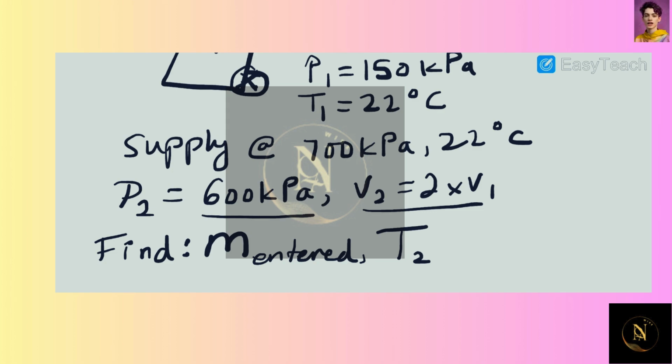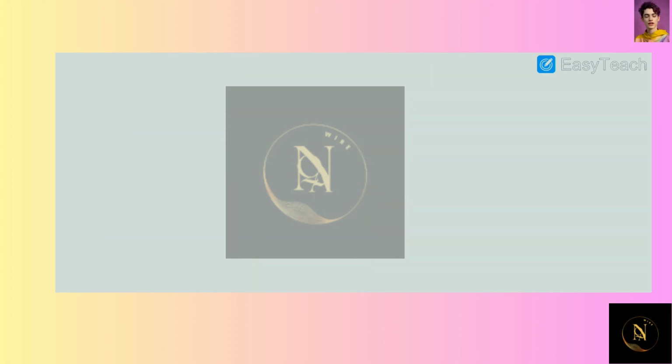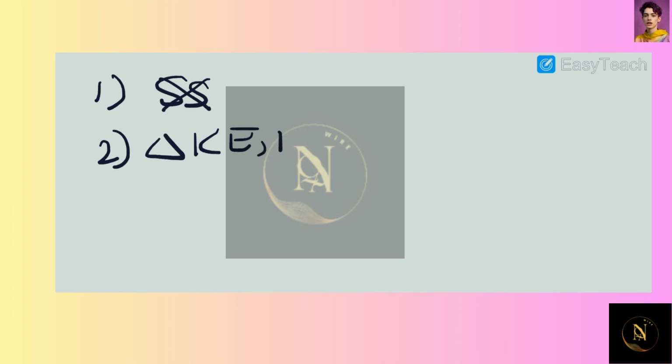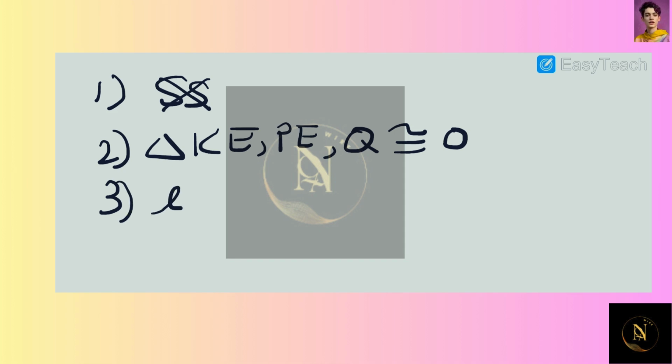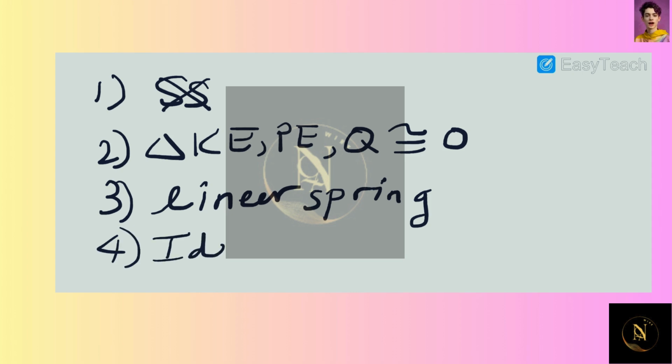So the first thing we're going to do is go ahead and write down our assumptions. Because quantities are changing over time, this is not a steady state process, and we're also going to assume that any changes in kinetic energy, potential energy, and heat are equal to 0. Next, we're also going to assume that the spring that is mentioned in the problem statement is a linear spring. And we're also going to assume that air is acting as an ideal gas.